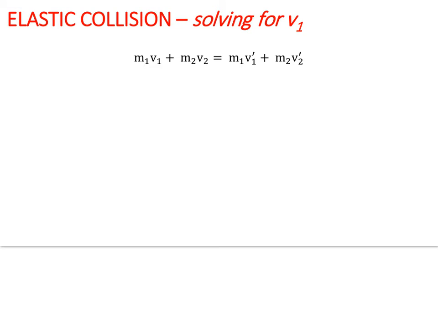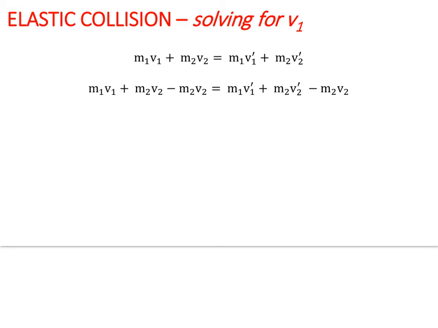So let's look at our elastic collision equation, and you can see our equation right here. This is the full equation. M1v1 plus M2v2 is equal to M1v1 after the collision plus M2v2 after. Now let's solve this for v1. Okay, let's say I want to know how fast is the first object moving before the collision.